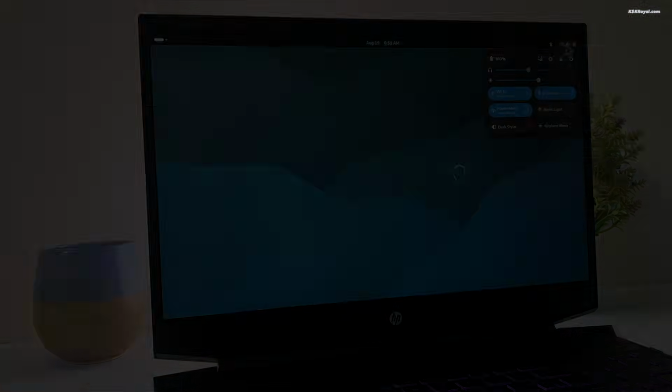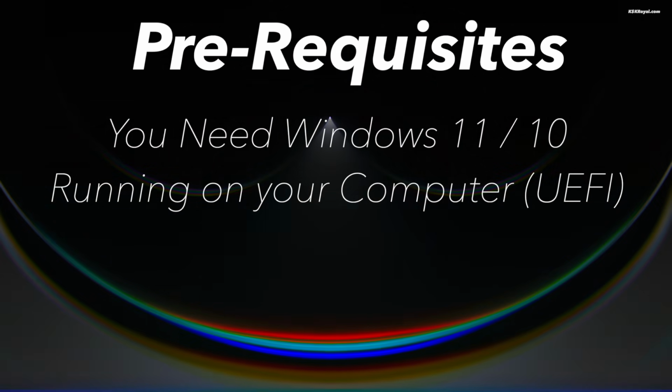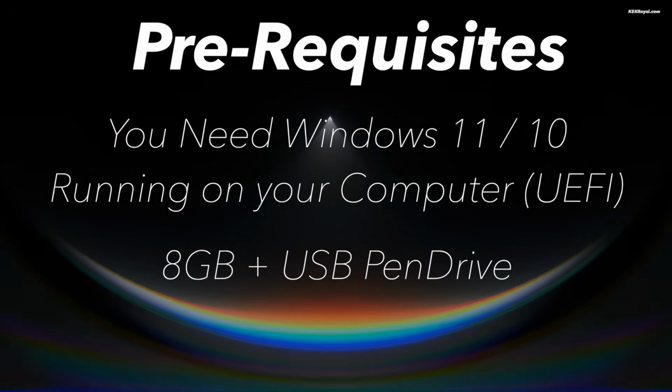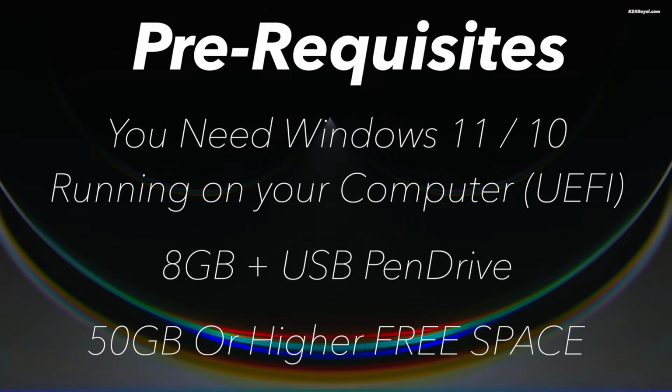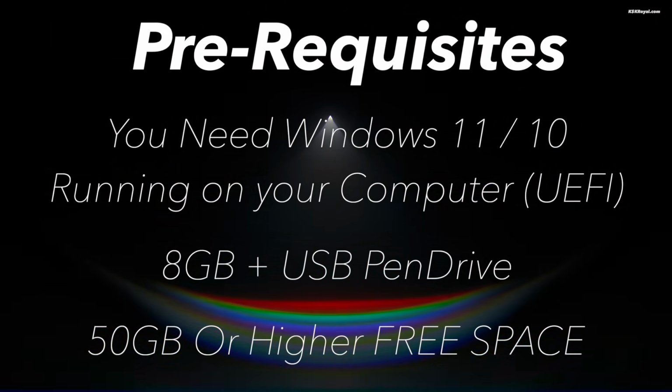The only requirements for this video: you need Windows 11 or Windows 10 installed on your PC or laptop, an 8 gig or higher USB drive to create a bootable disk with Debian Linux, and at least 50 GB of free space reserved from your existing drive.